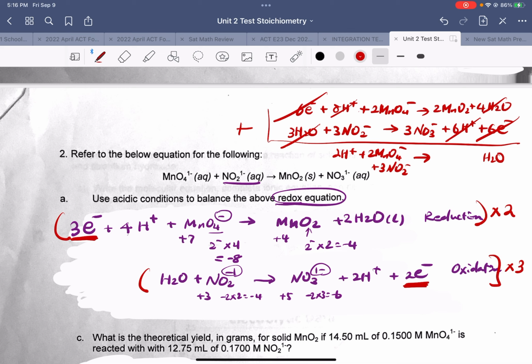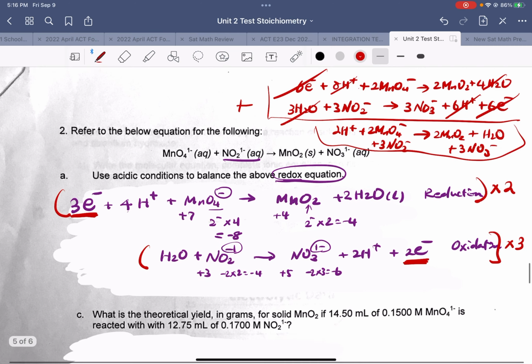Now the product side is 2 MnO2 plus H2O and then plus 3 NO3-. Okay, so I'm done. So that's your final equation for that. So that's a balanced equation. That's your final answer.